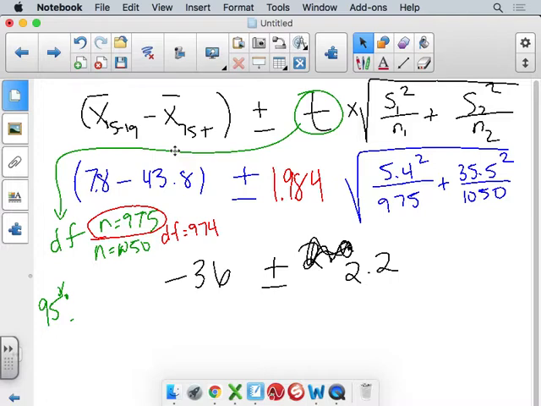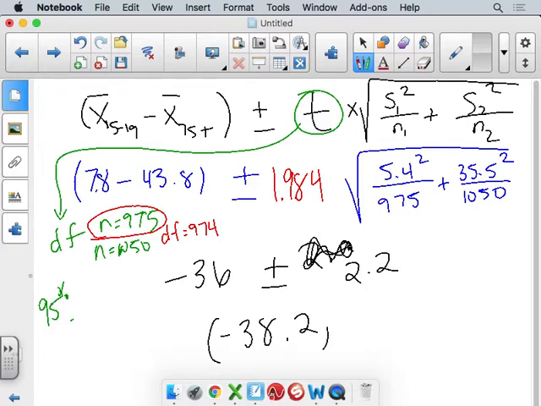So then when you do that, the lowest value is negative 38.2, and then negative 33.8 is the closest one to 0, the biggest one. And if you did it the positive way, you should get positive 33.8 to positive 38.2. Either way, you're getting the same numbers.